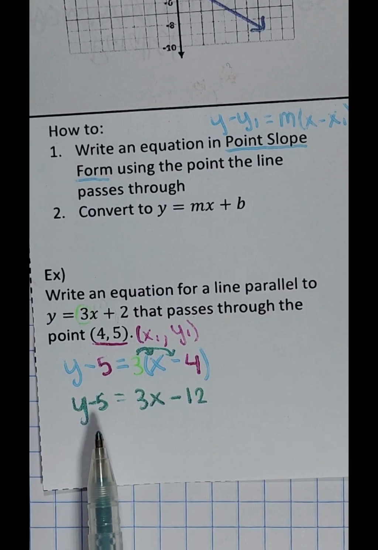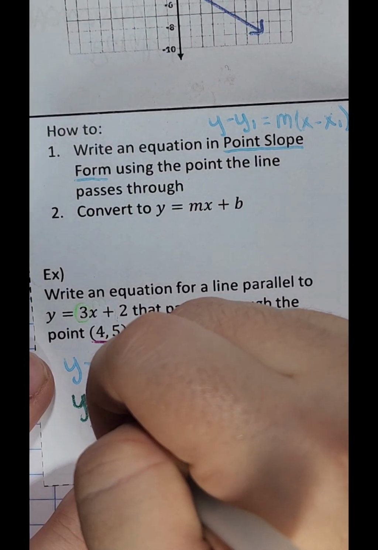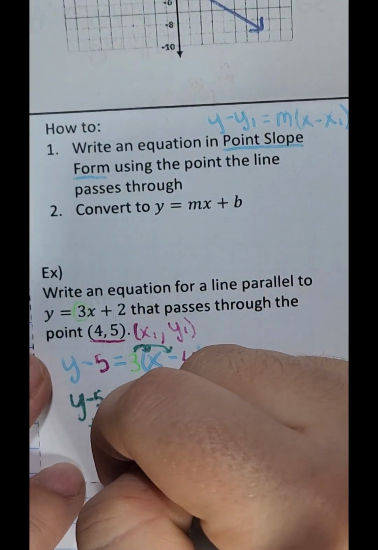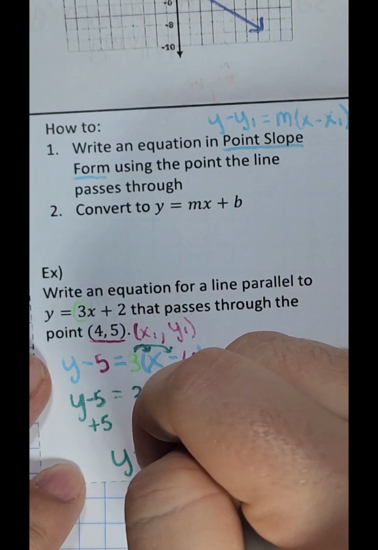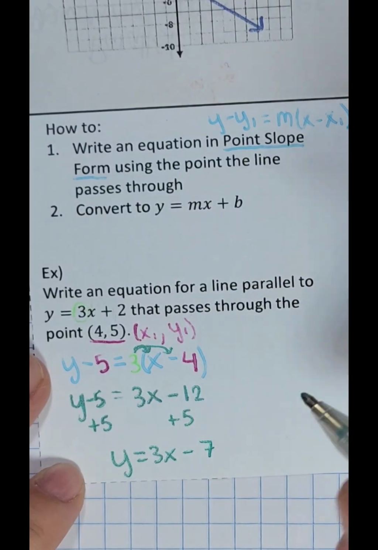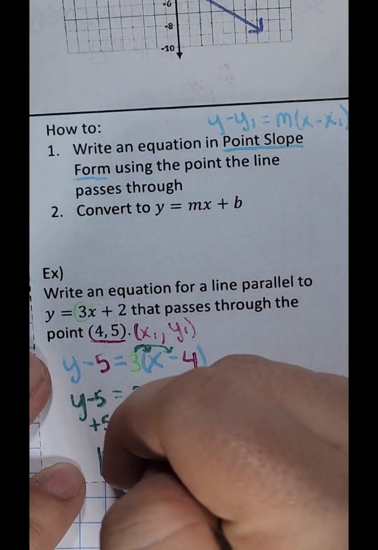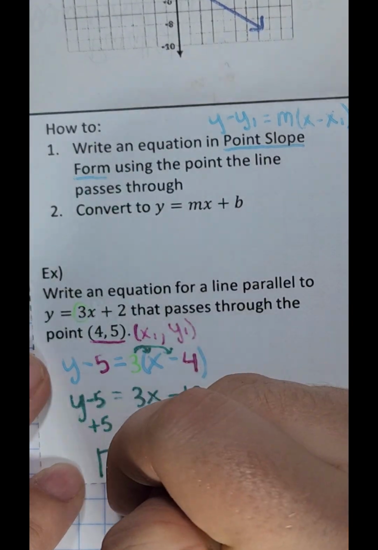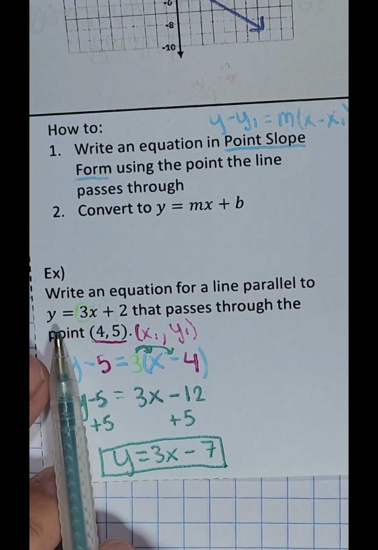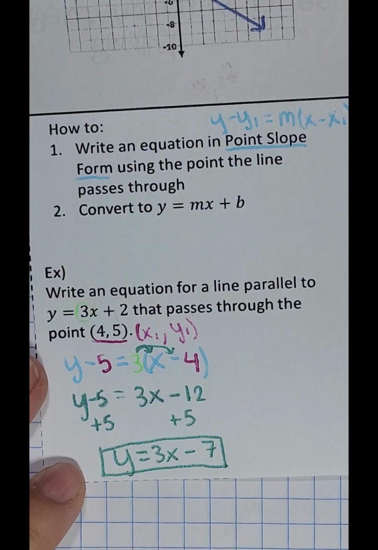Now if we're trying to get y equals mx plus b, that means that we need to get y by itself. So we're going to go ahead and add 5 to each side to isolate our y. And that leaves us with the equation y equals 3x minus 7, because negative 12 plus 5 is equal to negative 7. And this right here is the equation for the line that is parallel to y equals 3x plus 2 that passes through the point 4, 5.